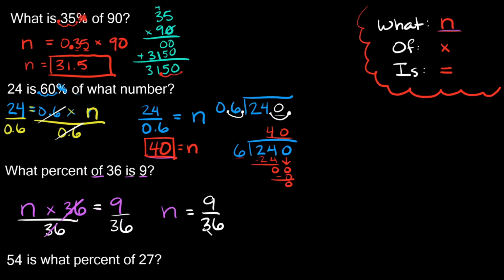Can we simplify this anymore? We actually can, right, because the top and the bottom are both divisible by 9.